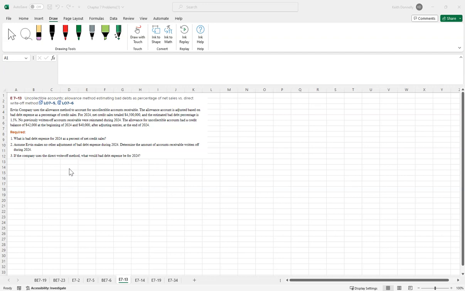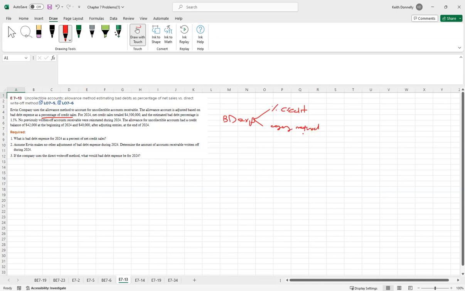They're giving us some facts, right? We have a company, they use the allowance method. We know that's GAAP, that's great. It's adjusted based on bad debt expense as a percentage of credit sales. So for bad debt expense, you kind of have two options. The percentage of credit sales, where it's simple, and that will tell you your bad debt expense. And then we have the aging method, where that normally tells you the ending balance you need in your allowance for doubtful accounts.